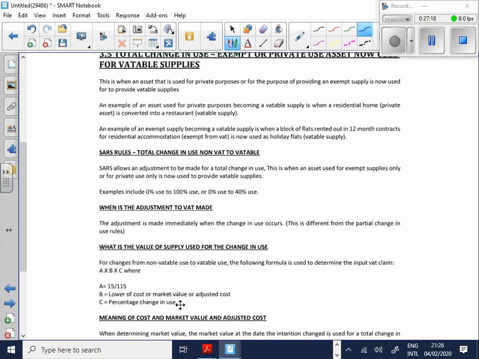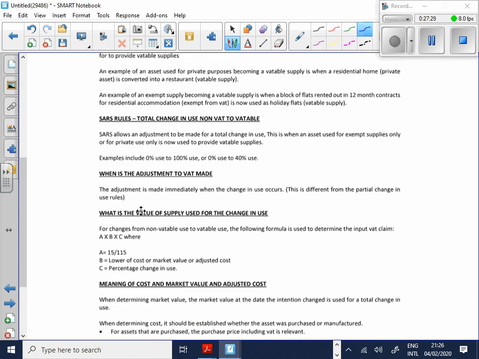Total change in use. So guys, I've got the SARS rules. Total change in use, non-VAT to VATable. When is the adjustment to VAT made? Immediately. Now guys, if we're going non-VAT to VAT, what's going to happen? Input or output? It's input. And what do you do if it's an input?